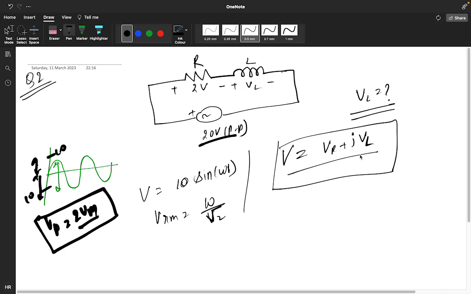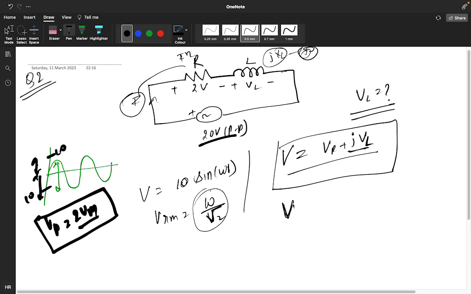Inductor, remember or not? Because the same current will flow, so I into R result will come, but here the thing is JXL, so a 90-degree lead will come. That's why we are writing JVL. You know the value of this, you always need to convert it into the RMS value. So you know this is 10 root 2.